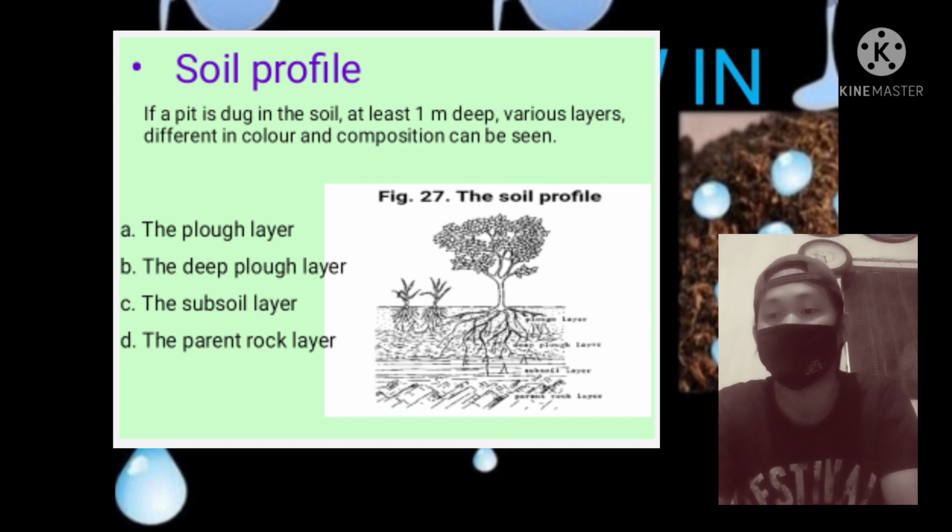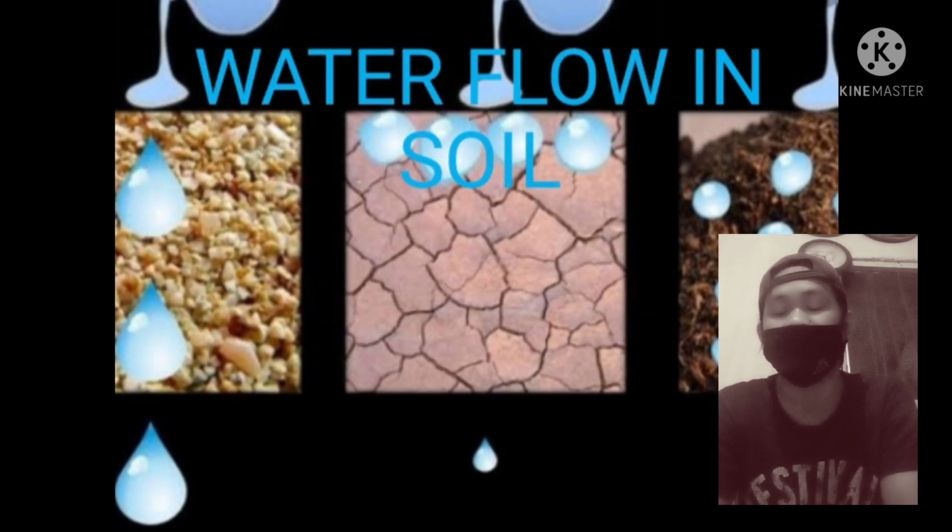And the last one is the parent rock layer, consisting of rock from the decomposition of which the soil formed. This rock is sometimes called parent material. The depth and thickness of the layers varies widely, and some layers may be missing altogether.